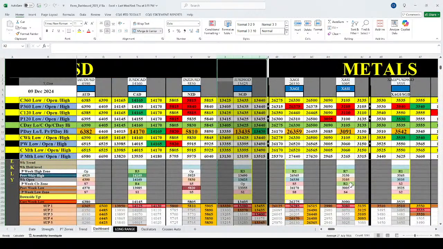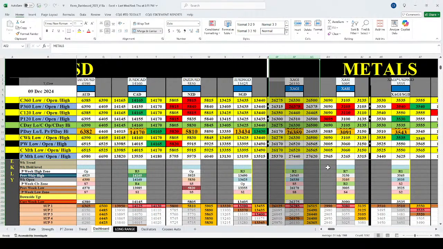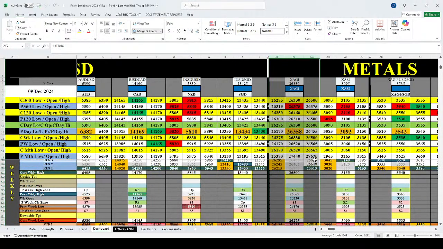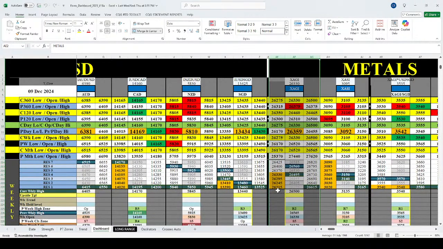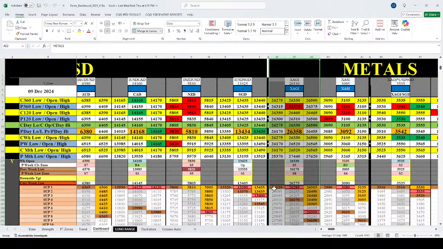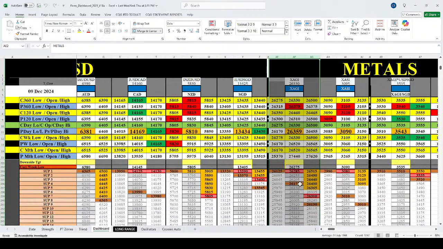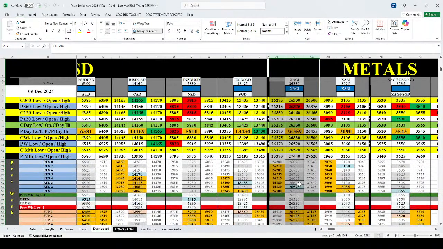Now if we look into the dashboard, the 2622 is a critical level. We need to see that break. If it breaks, then 2609 half is the next level. If it breaks, then we should see the price heading towards 2607. So 2610, there is a strong support.